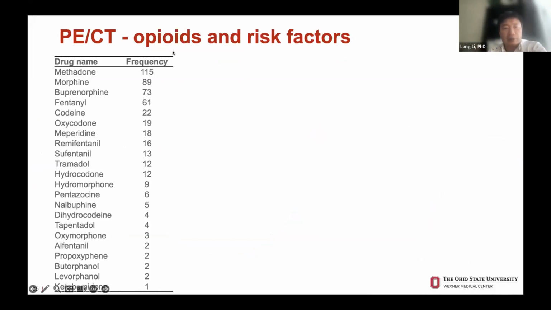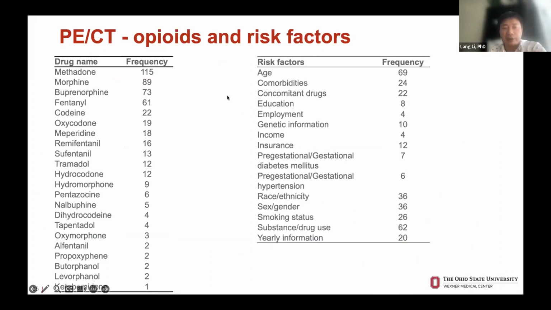And these are the opioid drugs in the PE and CT studies. Methadone is probably the most popular one. And those are the risk factors being studied in those PE and clinical trials among the opioid medications. You can see there are demographics, comorbidities, social determinants information, genetics too. There's also smoking, sex, gender, other substance and drug use, and so on and so forth.